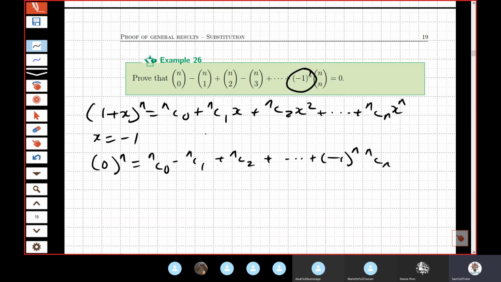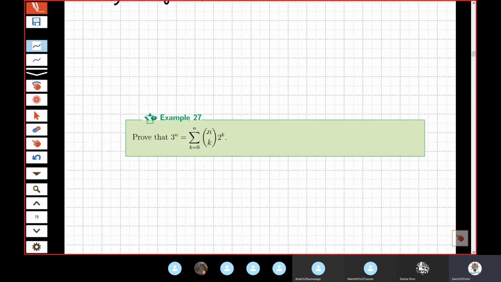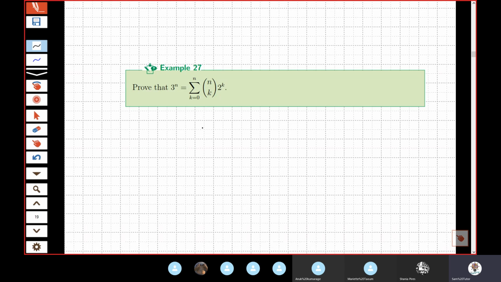Okay, good stuff. I think we've smashed this. Then you get to a question like this, and that's when you guys are like, what is that? And what does sigma mean? Sum. Sum of. So prove 3 to the n is the sum of n choose k, 2 to the k, with k being 0 as your first number and n being your last one. So this is actually everything that we're used to. It's just written in a shorter version.